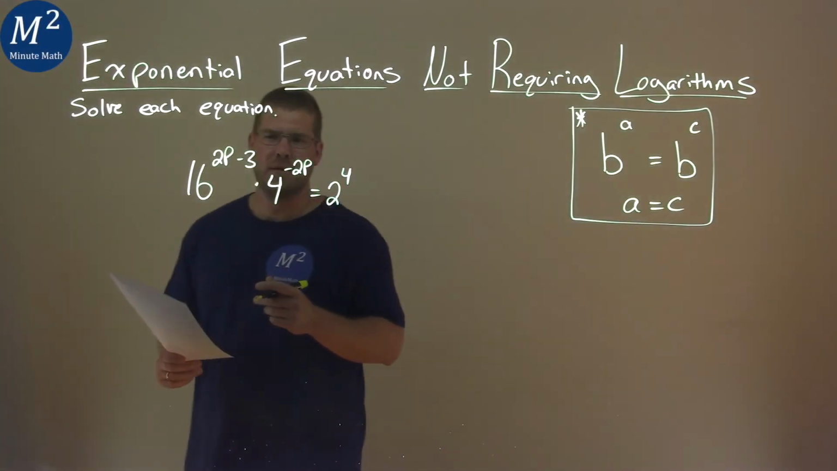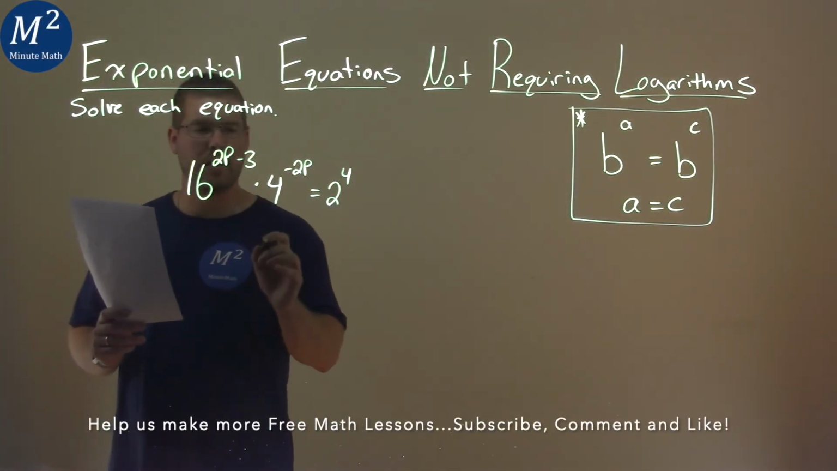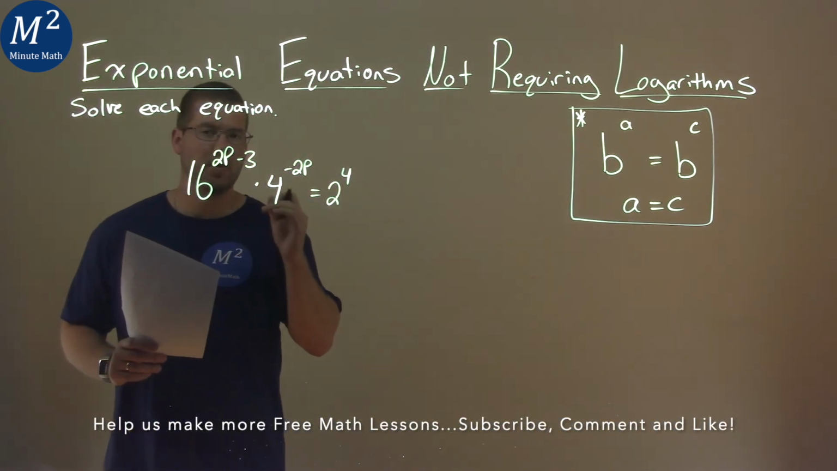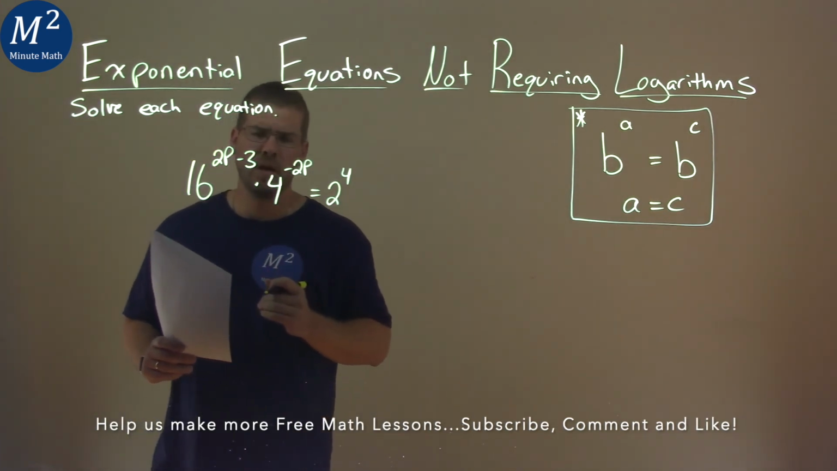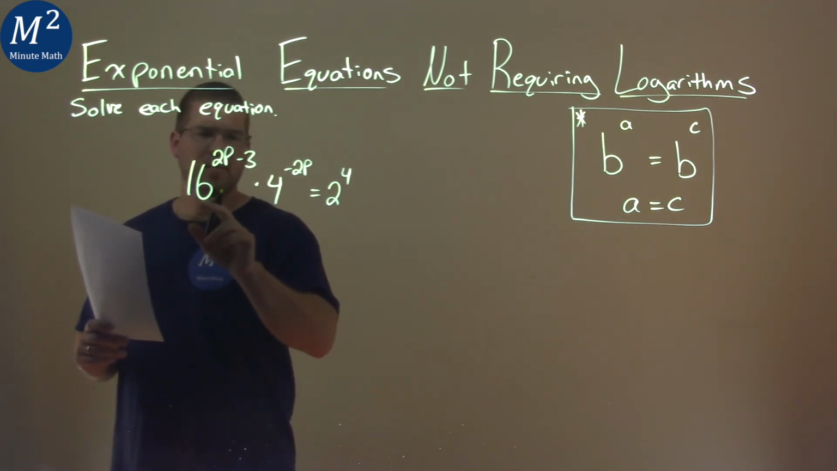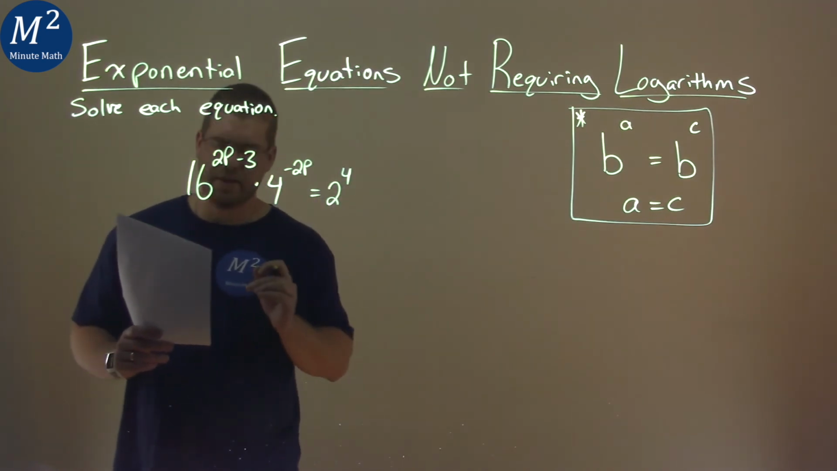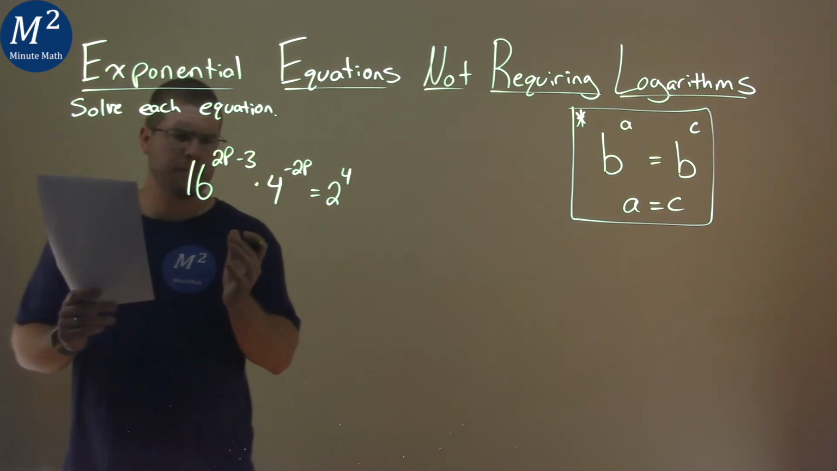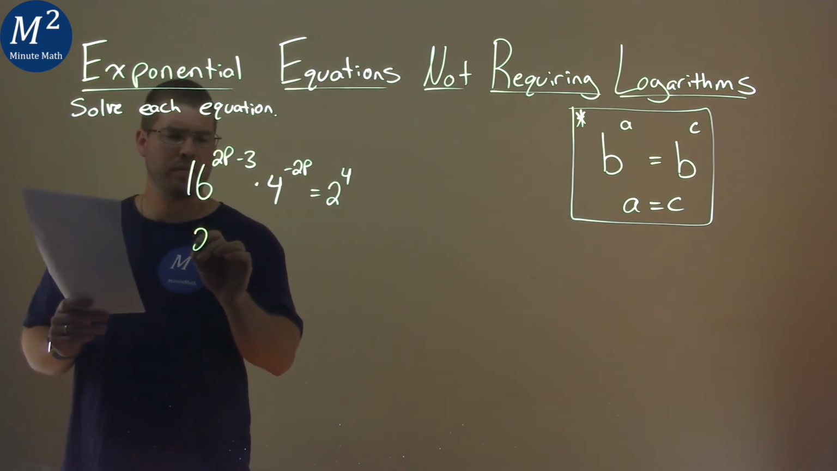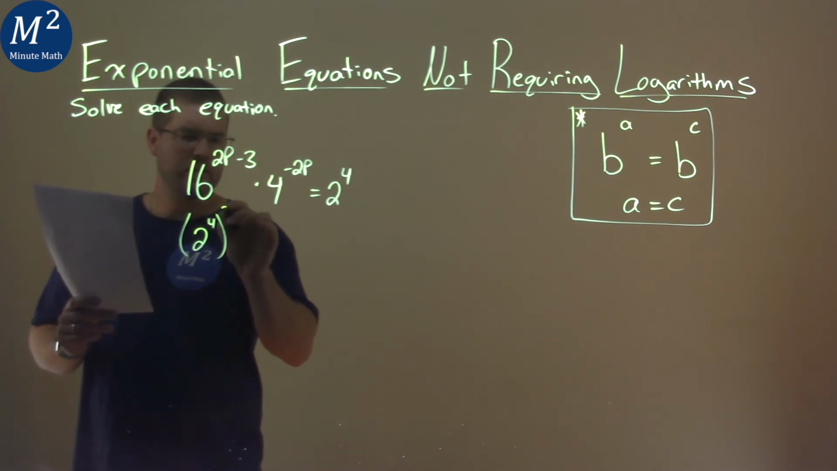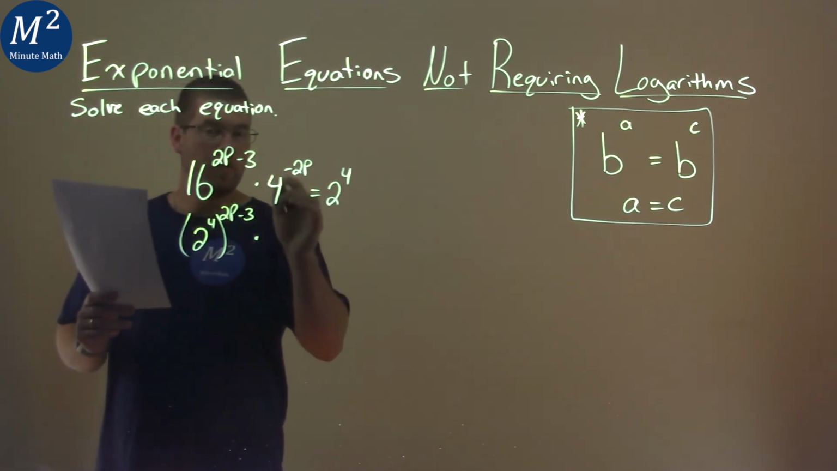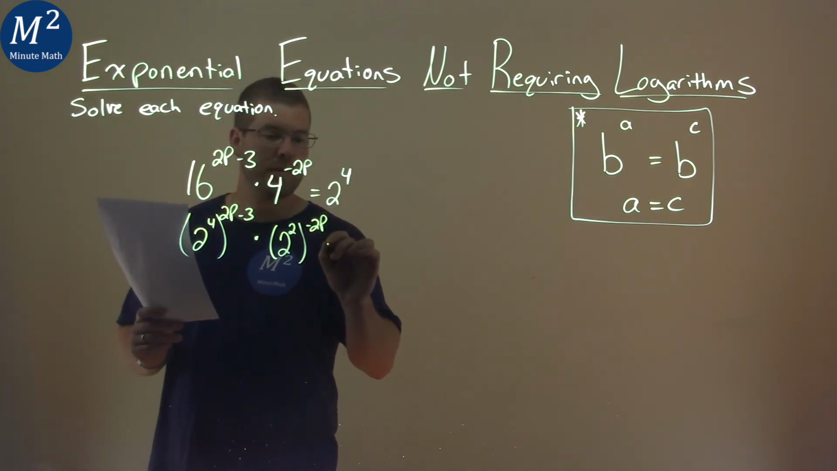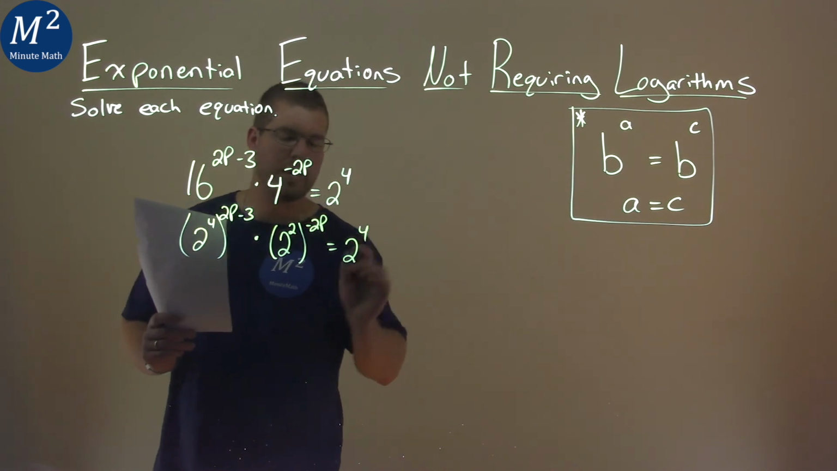We're given this problem right here, 16 to the 2p minus 3 power times 4 to the negative 2p power is equal to 2 to the 4th power, and we need to solve this equation. Well, I want to see if I can rewrite the 16 and the 4 with a base of 2. The 2 is already like that. Well, 16 is 2 to the 4th power, and we still raise that to the 2p minus 3 power. 4 is 2 squared, and it's still raised to the negative 2p power, and then we have 2 to the 4th power still here.